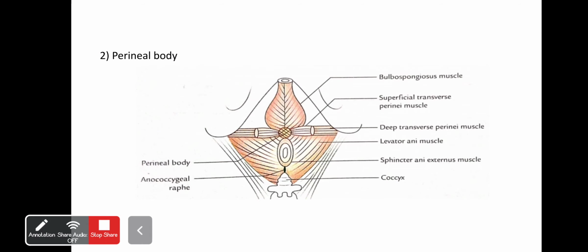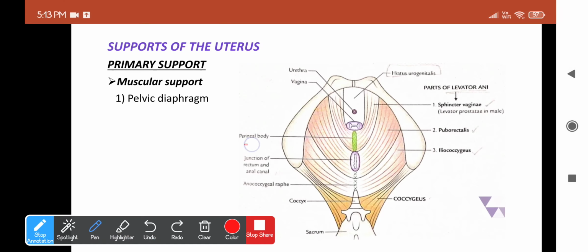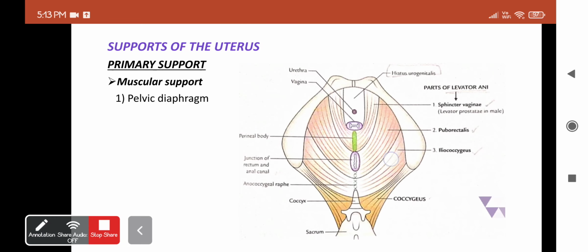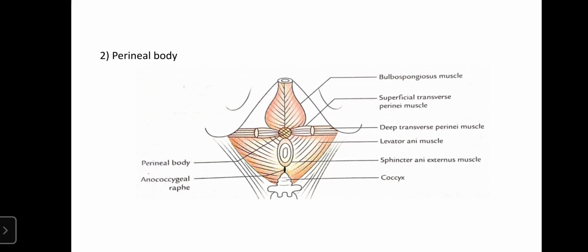Then you have the perineal body. You can appreciate well from the before diagram where the perineal body is present. So this is the perineal body, which will be located between the opening of the vagina and the anorectal junction. So this is a wedge-shaped structure which forms a mass of fibromuscular tissue, and it lies in the midline at the junction of the urogenital triangle and the anal triangle.